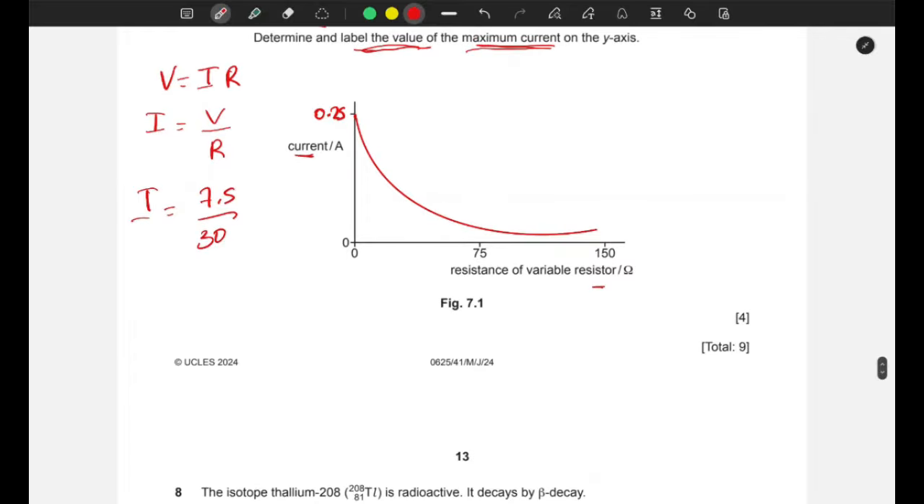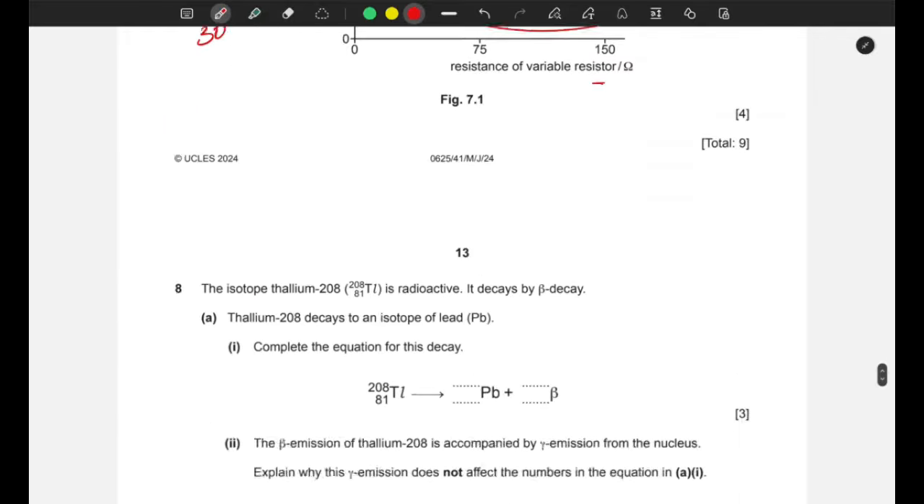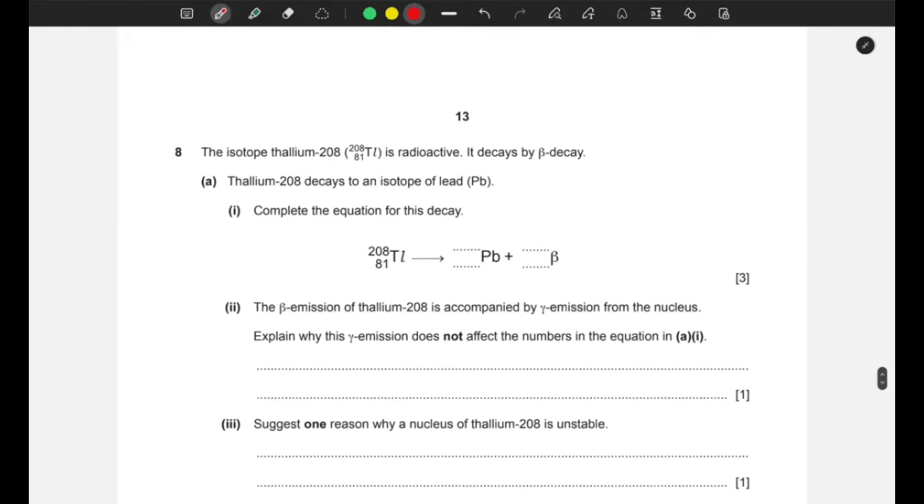This was a pretty tough question. Question number 8. The isotope of thallium is radioactive. It decays by beta decay. Thallium-208 decays to an isotope of lead. Complete the equation for this decay.